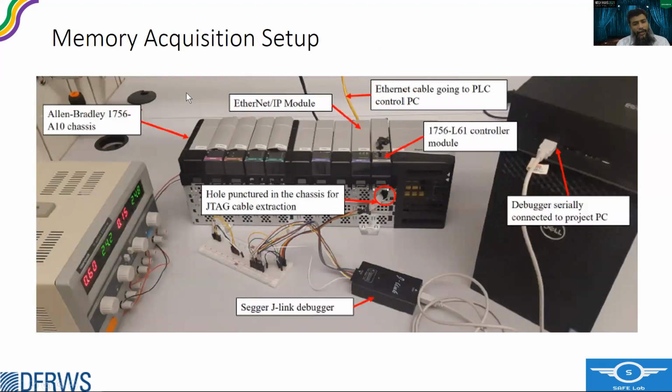So this is our typical memory acquisition setup. We used a Segger J-Link debugger for it. And this is the hole that we punctured in the chassis to extract the cable out and connect it to the debugger.